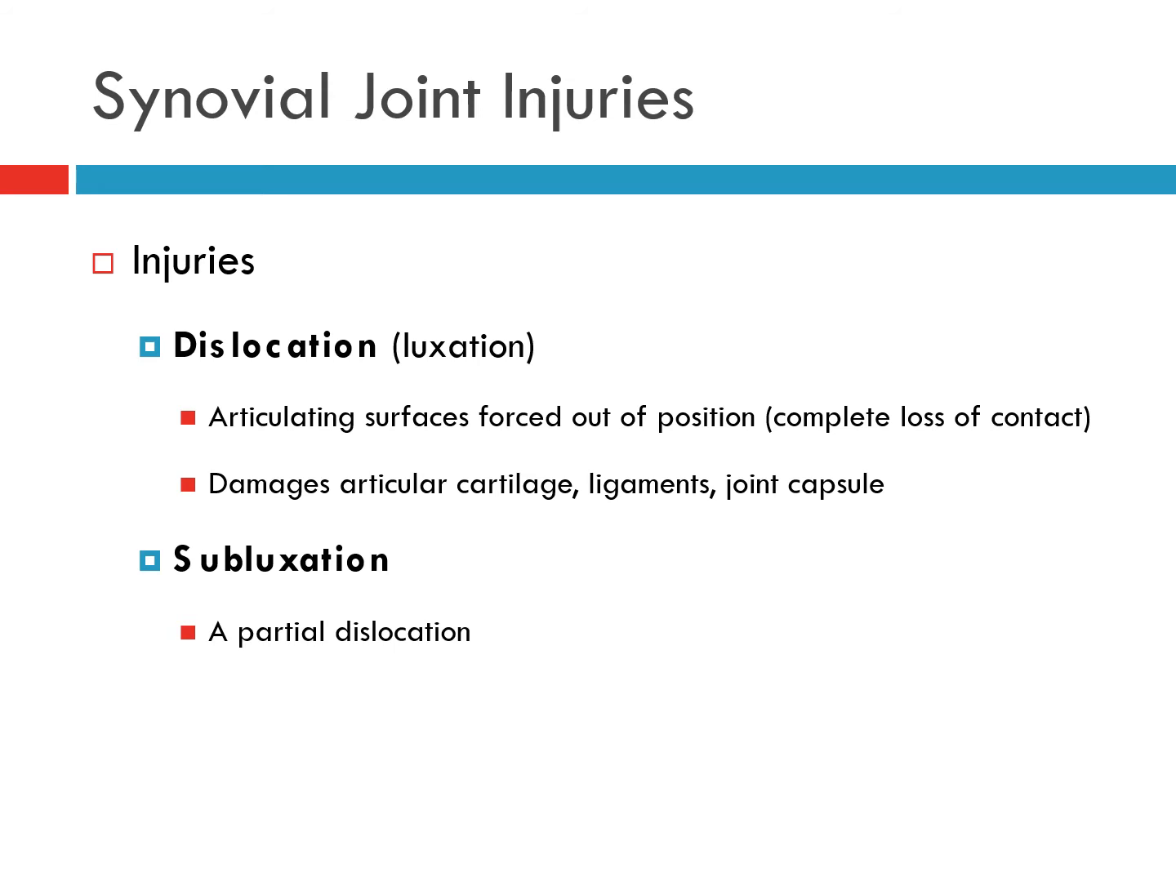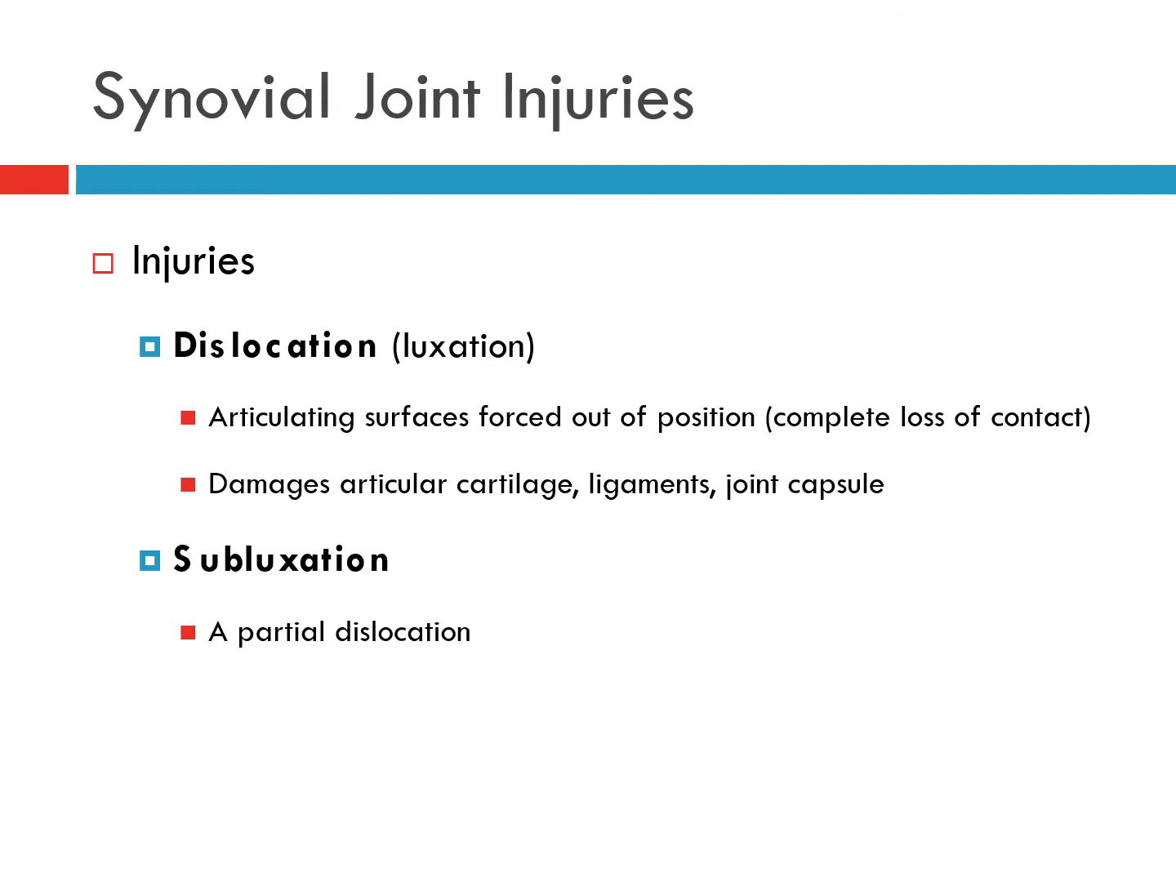When that happens, you're going to damage the cartilage, you're going to damage the ligaments, you're going to damage the joint capsule, you're going to damage the menisci. Everything in there is going to get damaged when you totally lose contact between the two bones. A subluxation is a partial dislocation where something is slightly out of place, so not where it really should be, but it hasn't completely torn all of those other structures.